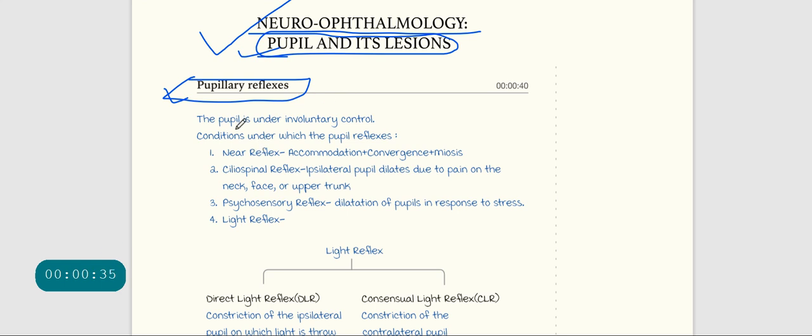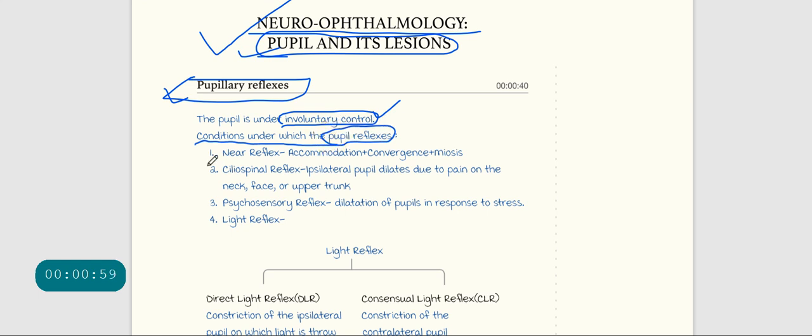The pupil is under involuntary control. It is not under voluntary control, where you would tell the pupil to dilate or constrict and it will. So it is involuntary control. It is not under your control. Very simple. Now, what are the conditions under which the pupil shows reflexes?